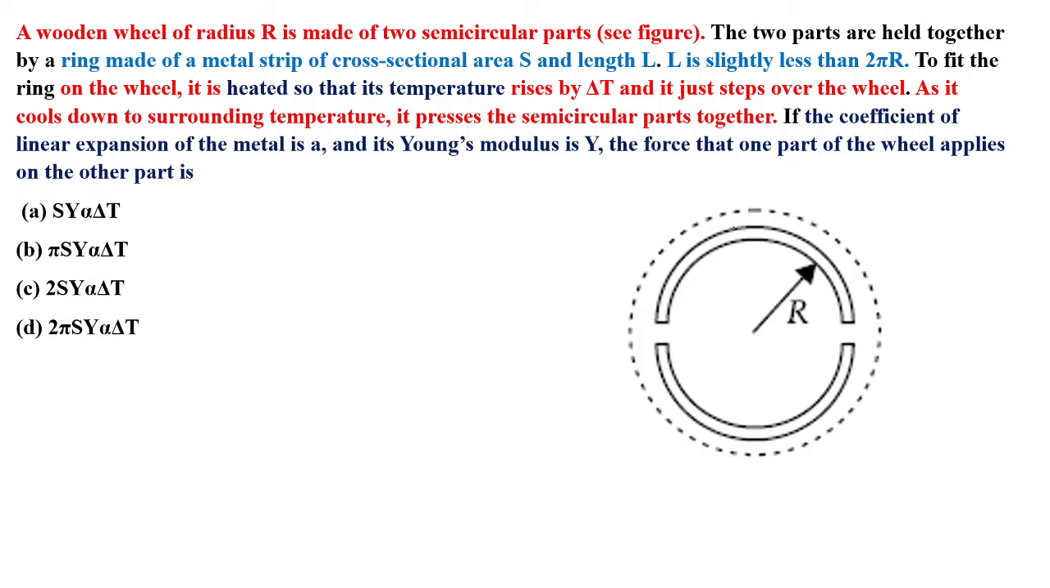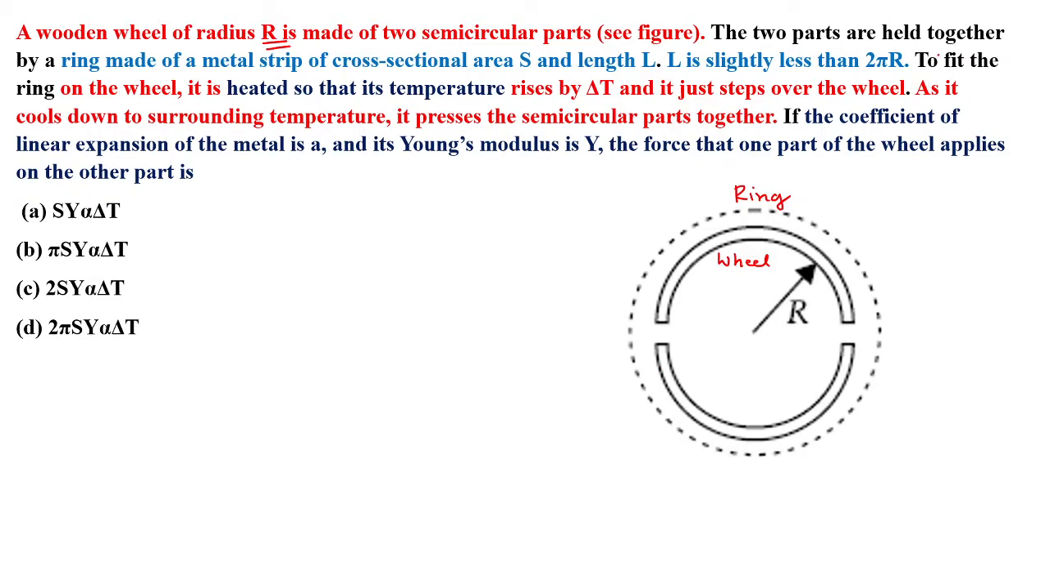There is a ring. Okay, this is a wheel, and this is a ring. Clear? Okay, so a wooden wheel of radius r. The radius of the wheel is r, and it is made of two semicircular parts. This is one semicircular part, and this is the other semicircular part.